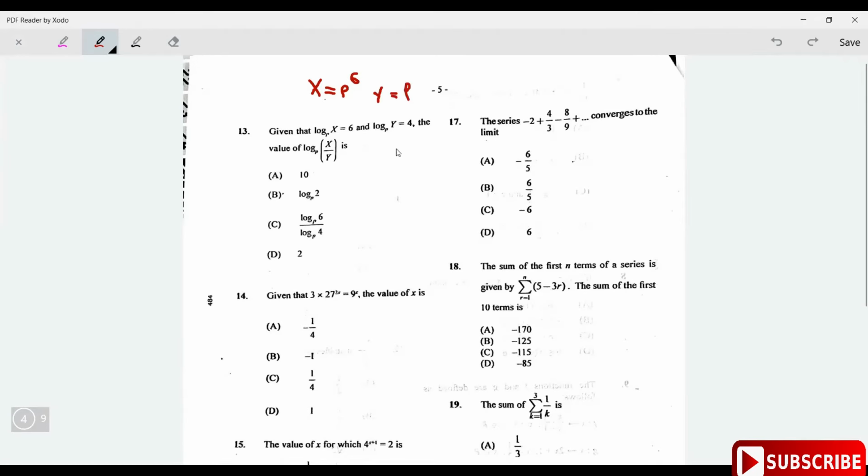And so what you end up getting now is x over y is going to be equal to p to the 6 over p to the 4. And p to the 6 over p to the 4 is p squared. That's what you get. And so what does that mean? That means log to base p of x over y is log to base p of p squared. This works out to be equal to 2. Nice and easy. So that is 2.